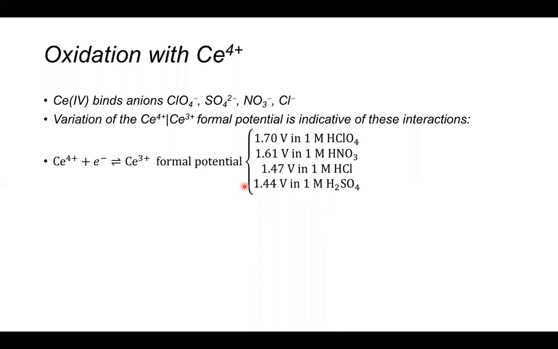So in these instances, in the various different solutions, the higher this formal reduction potential, the higher the probability it will gain an electron. So in the perchloric acid, this cerium is more likely to gain an electron than it is in sulfuric acid, which means that it's going to be a better oxidizing agent in perchloric acid than it is in sulfuric acid.